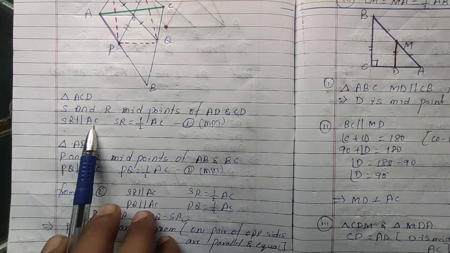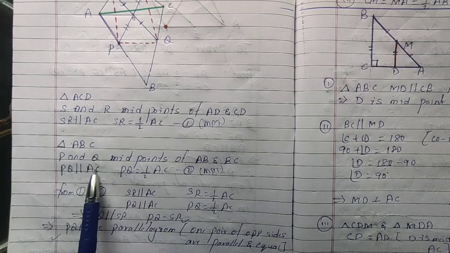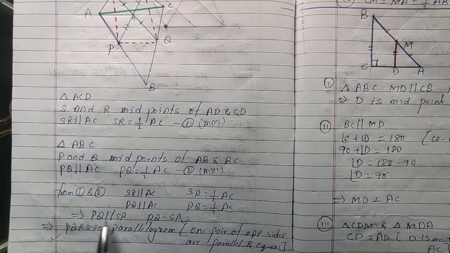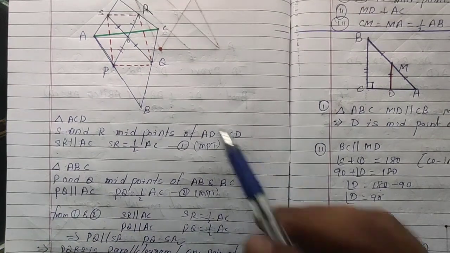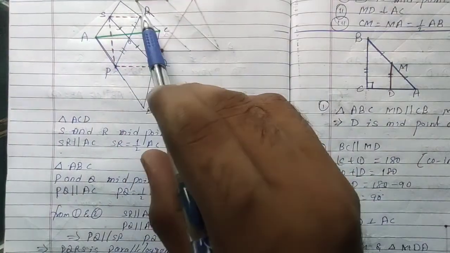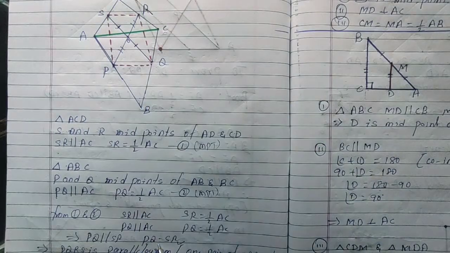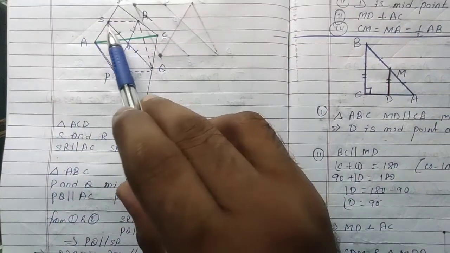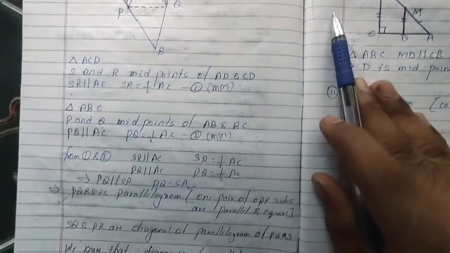SR is parallel to AC. PQ is also parallel to AC. Then PQ and SR are also parallel. Then PQ parallel to SR, PQ equals SR. We proved. Then this PQRS is nothing but a parallelogram.